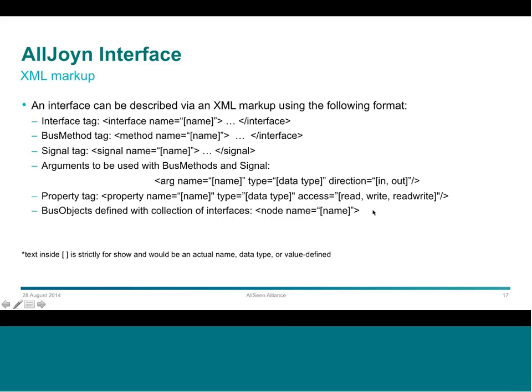Now, interfaces are contained and implemented by a bus object. So this is just a class in a hierarchy that is implementing these interfaces. And these have a node tag with a name that represents a path, like a file system path, on where this lives in the remote application conceptually.